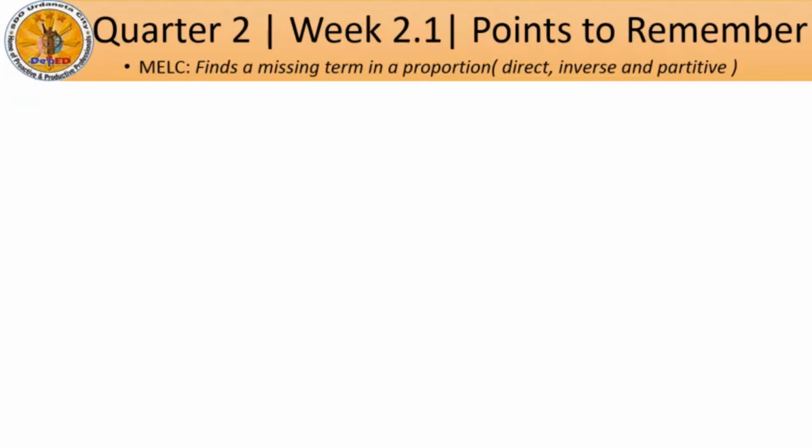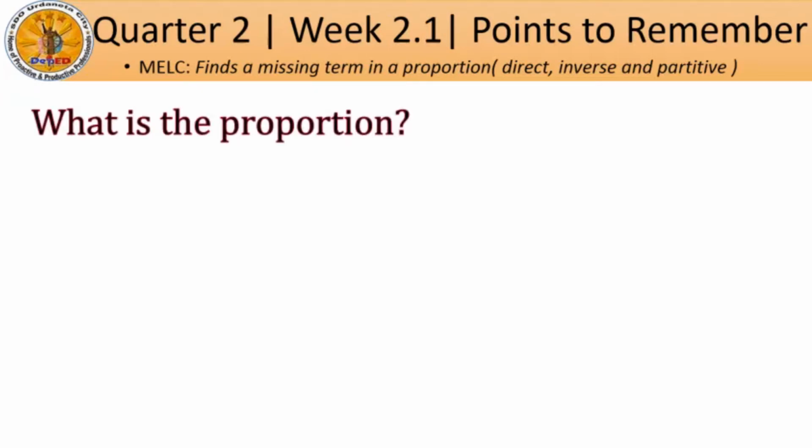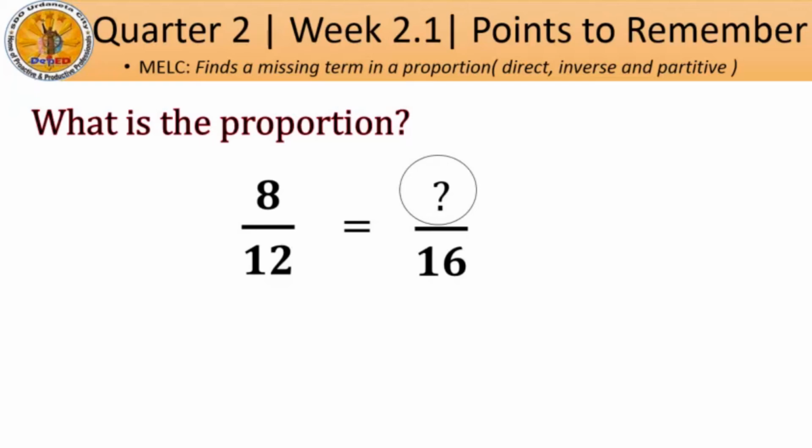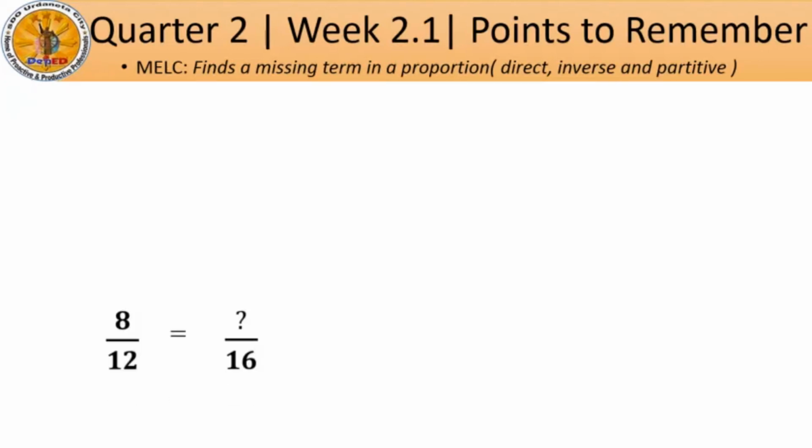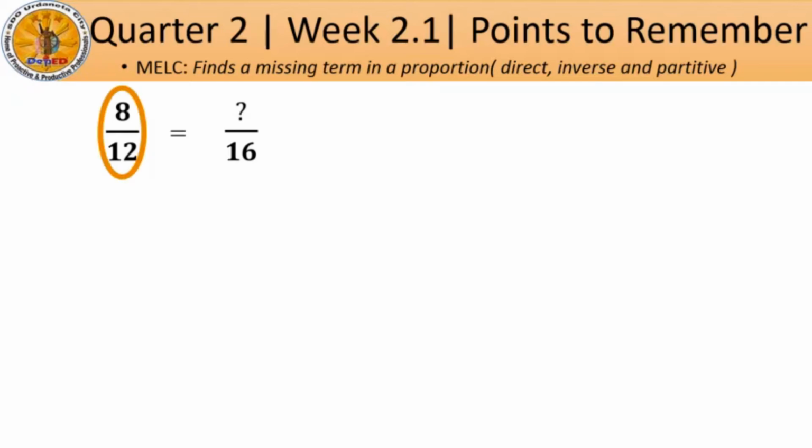From the two ratios we set, we can now form our proportion. What is our proportion? We have 8 is to 12, as the missing term is to 16. The missing term is the third term. Let us now solve for the missing term, which is the third term. In finding the missing term in inverse proportion, we can directly multiply the first and second term and the third and fourth term. So we have 8 multiplied to 12 as the missing term multiplied to 16.